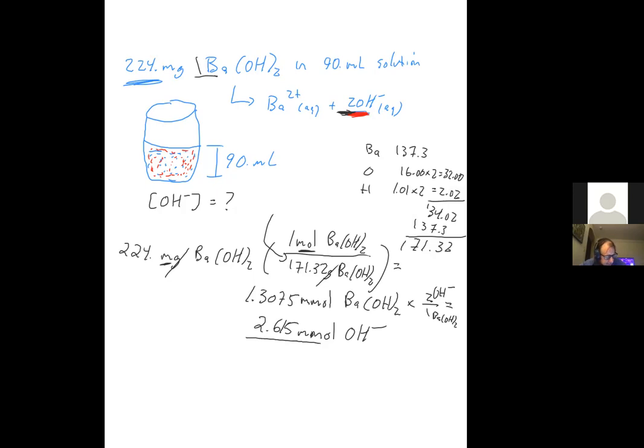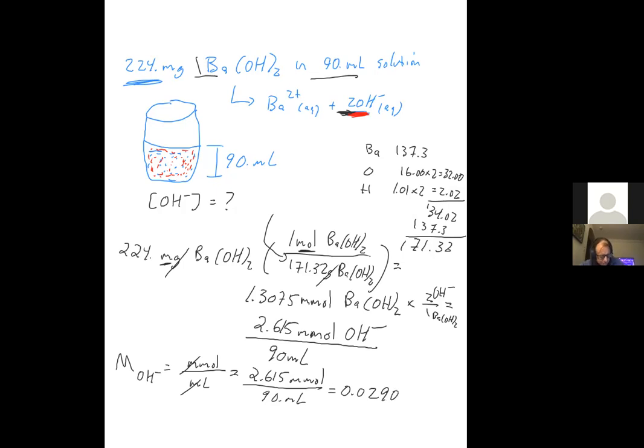So now we have the number of millimoles. We also have the milliliters, 90. So the molarity of the hydroxide is the number of millimoles of hydroxide divided by the number of milliliters, because the milli is going to cancel. 2.615 millimoles over 90 milliliters, and you get 0.02906. Again, the milli cancel, so you're left with moles per liter. If you want to, you can convert millimoles into moles and milliliters into liters. You divide them both by 1,000, and you'll get the same answer.